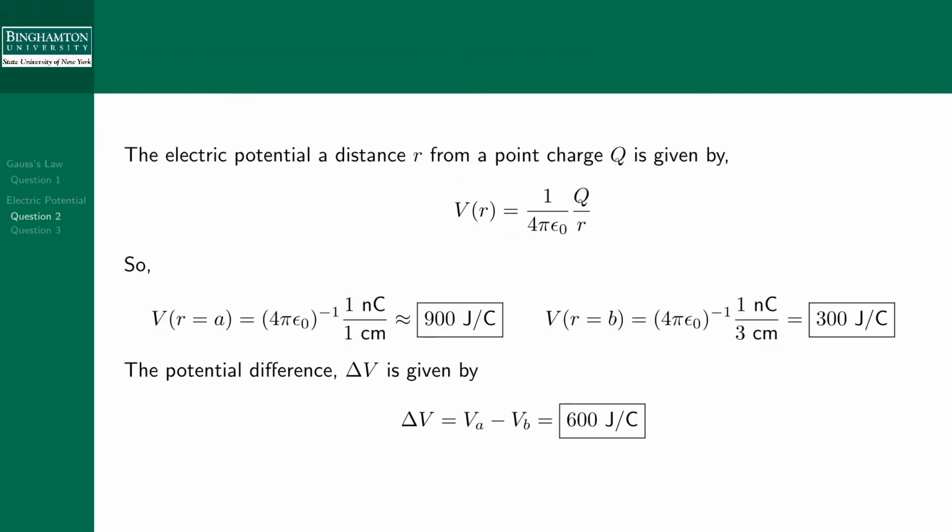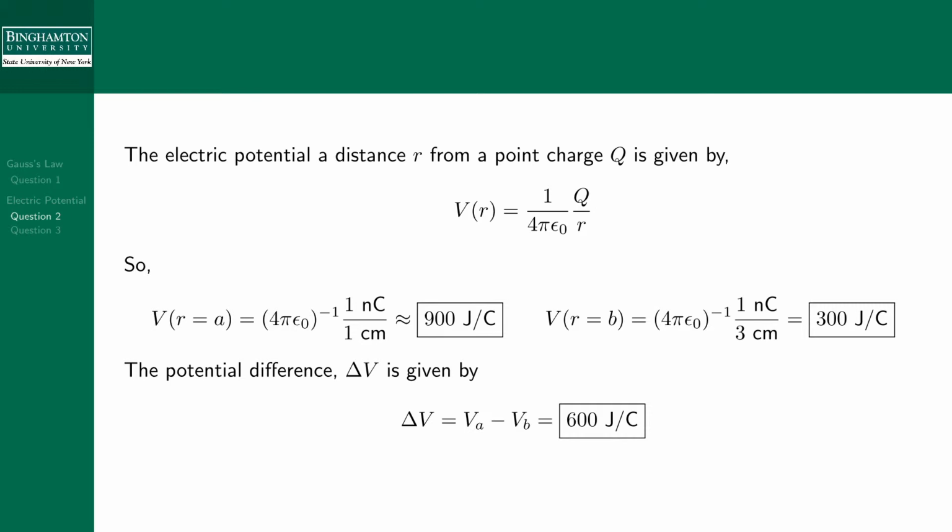Now, the electric potential at distance r from a point charge Q is given by the following formula, 1 over 4 pi epsilon naught times Q over r. So all we need to do here is plug in for Q and for r. Q is the value of the point charge, 1 nanocoulomb, and r is 1 centimeter and then 3 centimeters. And finally, to calculate the potential difference, we'll just subtract the 2 answers.